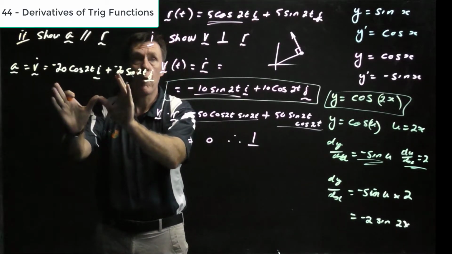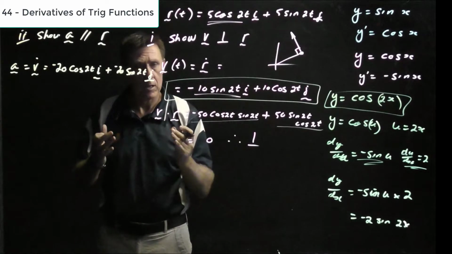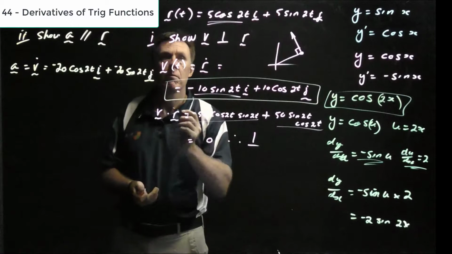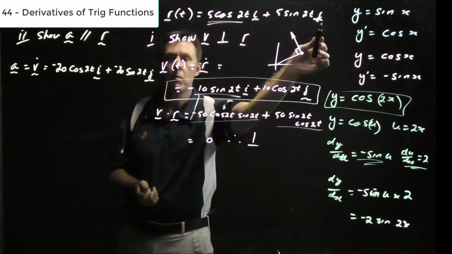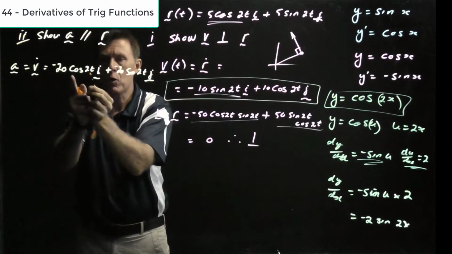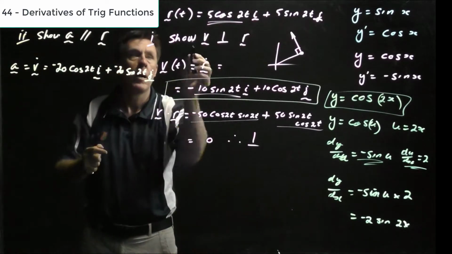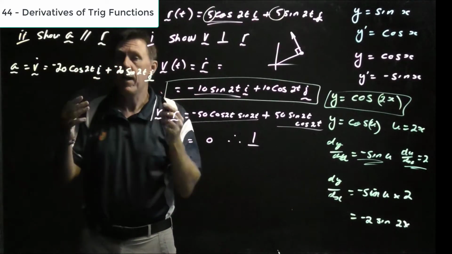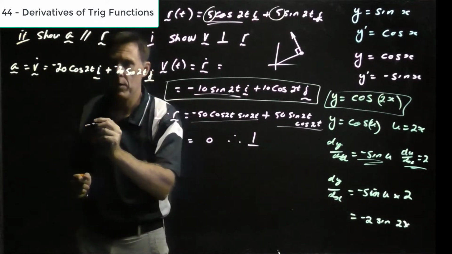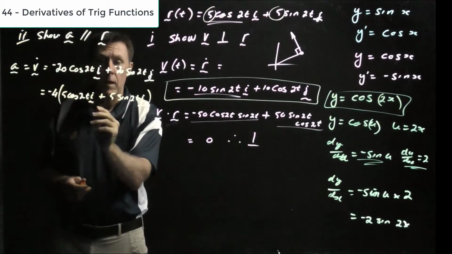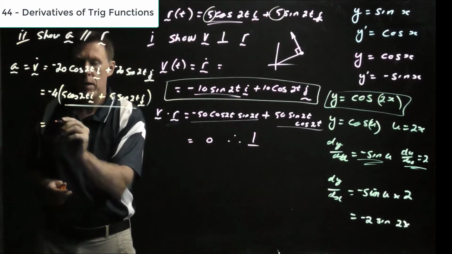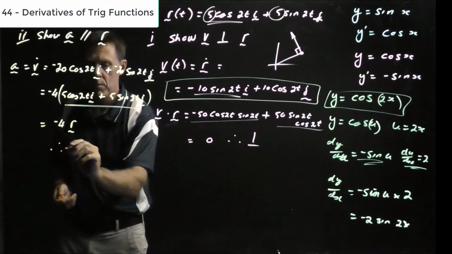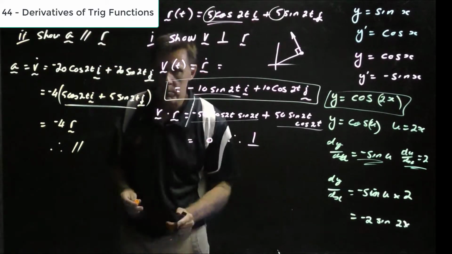We need to show that it's parallel to the position vector. Vectors are parallel if one is a scalar multiple of the other. So this is cos 2t plus sine 2t. This has got cos 2t plus sine 2t. That has a 5 at the front. This has a negative 20 at the front. Hey, if I factor negative 4 out of this, so in here, that's the position vector. So I now have negative 4 lots of the position vector. So therefore, they are parallel.